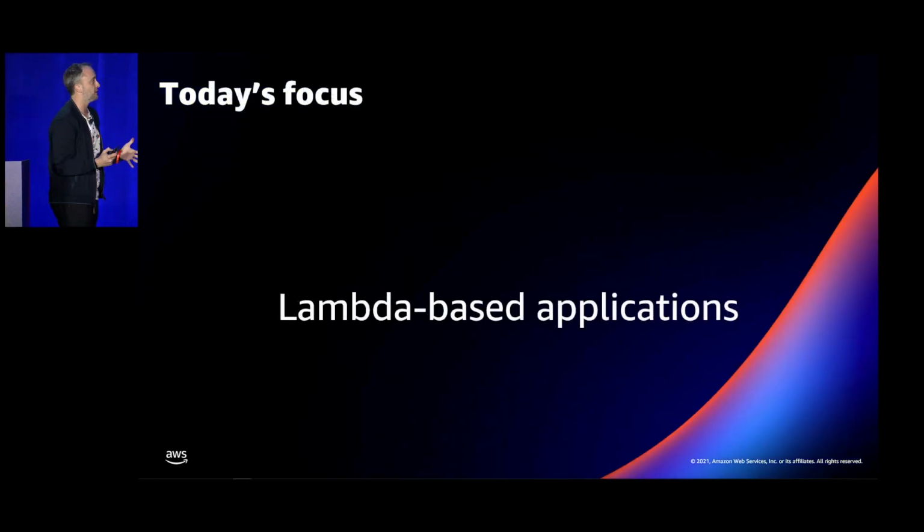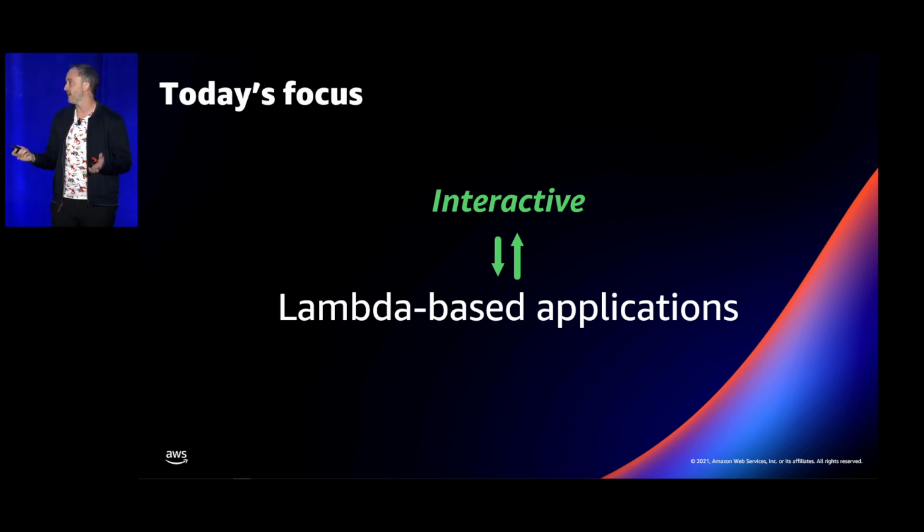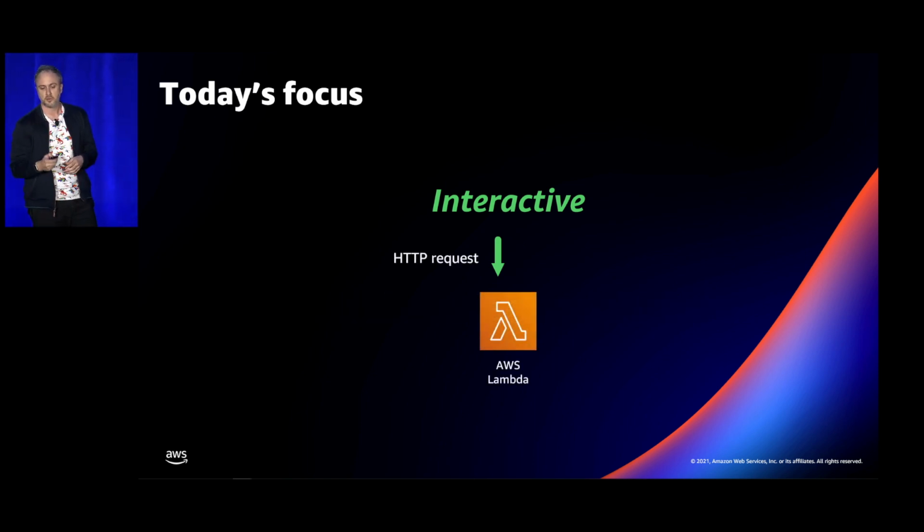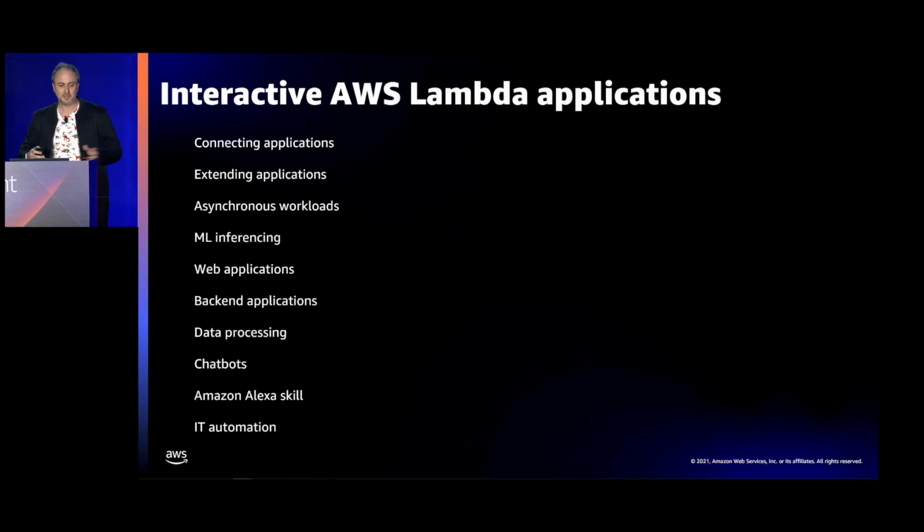Okay, so today's focus, Lambda-based applications, and more specifically, interactive Lambda applications. Broadly, what I mean by this is anything that's using a Lambda function where that Lambda function is invoked using an HTTP request and returns back an HTTP response. Now, this can be any number of different types of applications, right? It can be connecting 2 different services or different applications together, and we'll have a look at that use case in more detail in a moment.